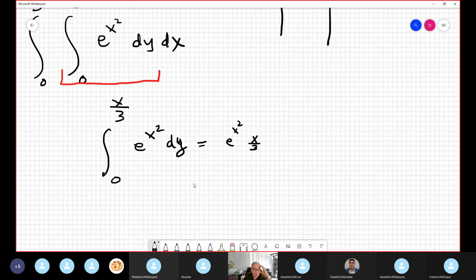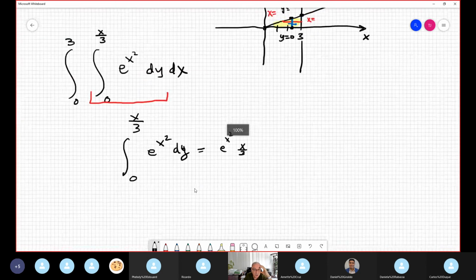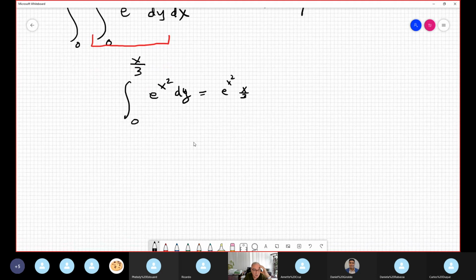Now I plug this function into the second integral, which is the integral from 0 to 3. 1/3 is a constant, I put it outside, you put x e to the x squared dx. This is relatively easy. Let's do it by substitution. Substitution is, you suppose that u is equal to x squared.